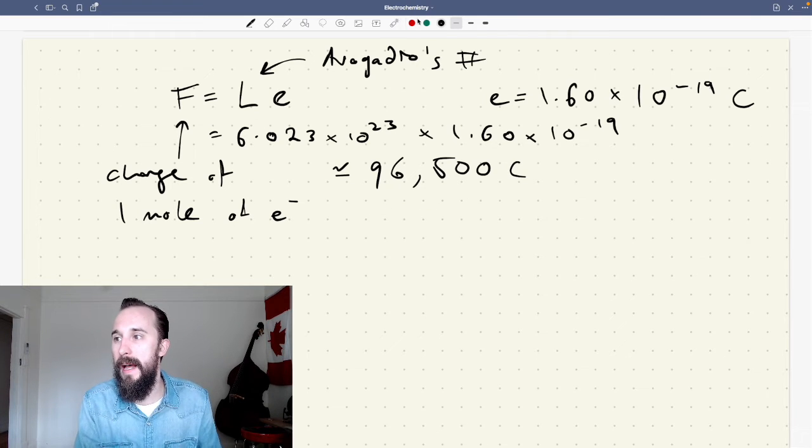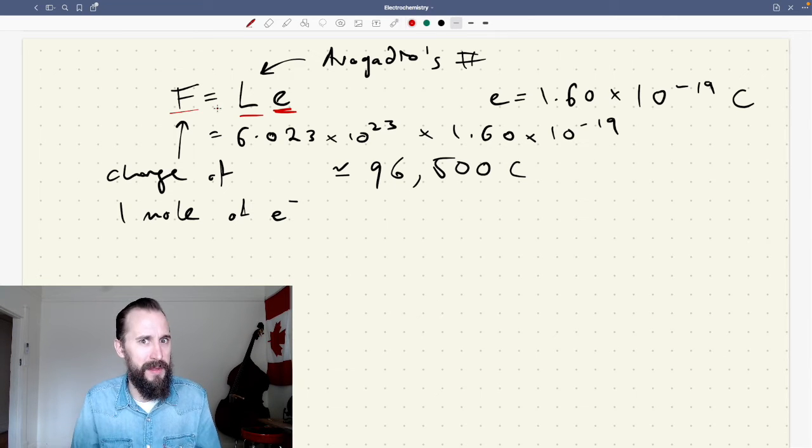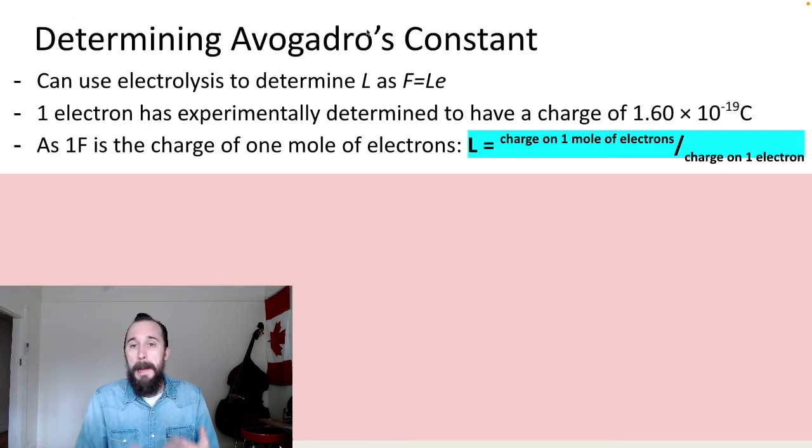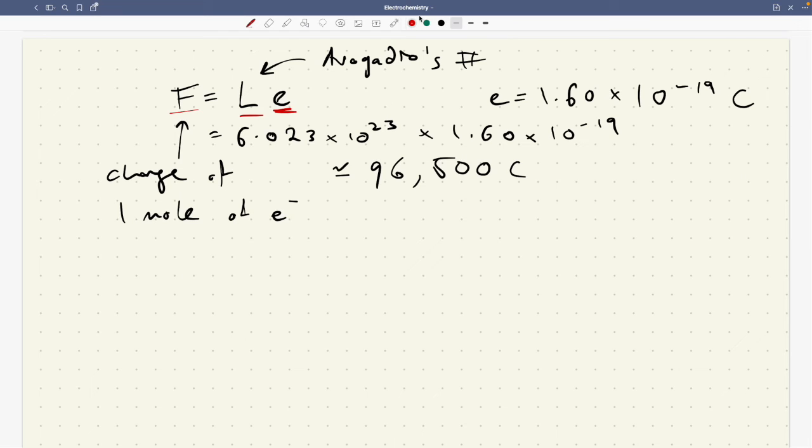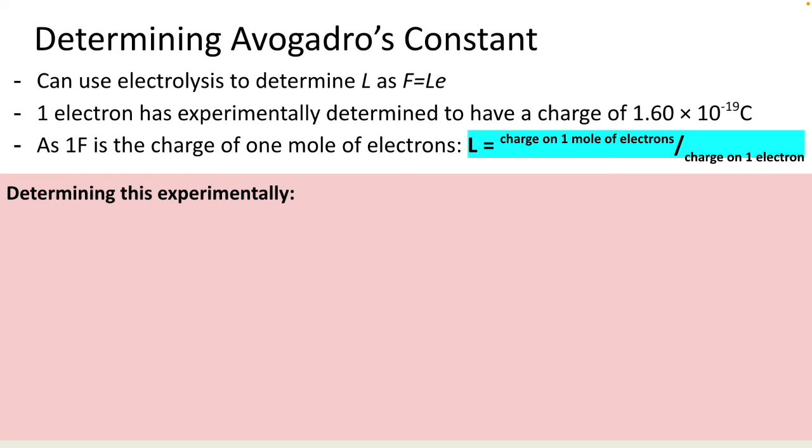If you've got 1 electron charge and you multiply that by a mole, you're obviously going to end up with a mole of electrons. But this is useful because we can use it to experimentally determine Avogadro's number. As Faraday is the charge of 1 mole of electrons, if we rearrange this equation to make L the subject, we end up with Faraday's constant divided by the charge of a mole of electrons, and that will give us Avogadro's number. So let's look at how we can determine this experimentally.